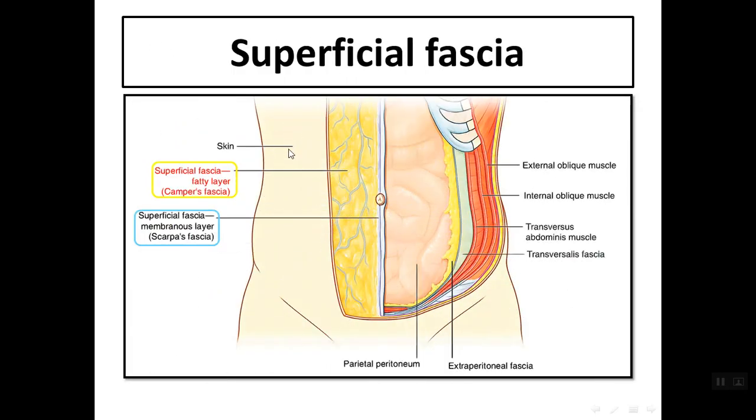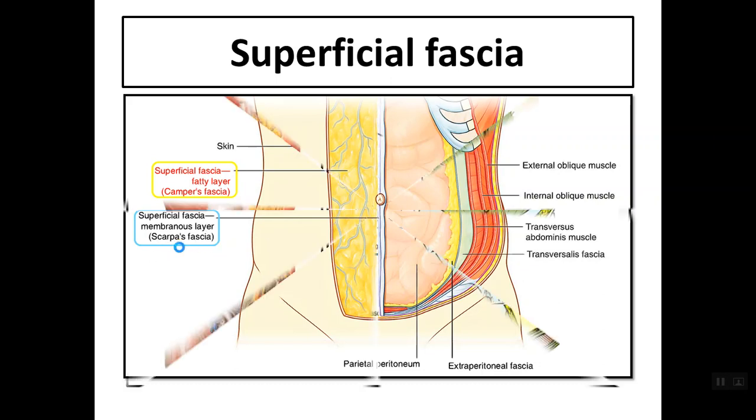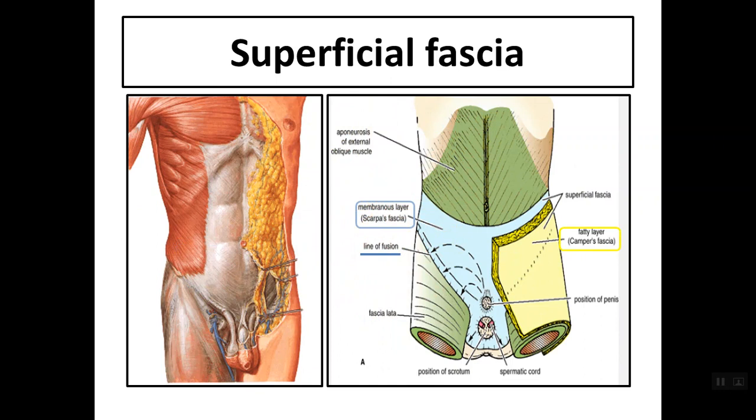This is the skin and this is the superficial fascia. This is the fatty layer, which is yellow in color, and deep to it here in light blue color is the membranous layer. It's called Scarpa's fascia. This superficial fatty layer or Camper's fascia is continuous with the fat that is covering the chest or the lower limb, and it may be thick, reaching up to 8 centimeters.